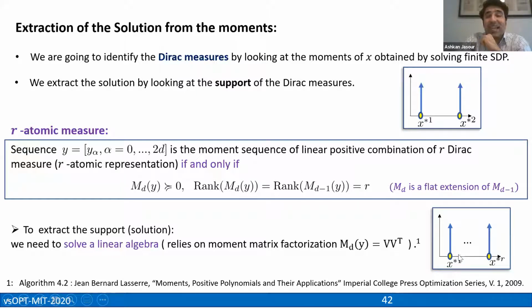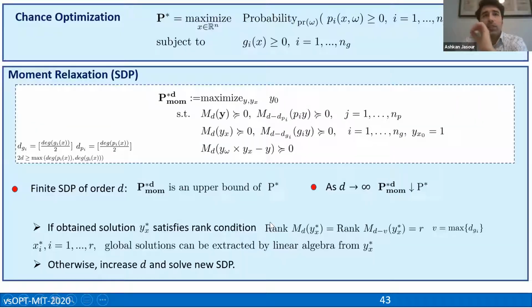So we can extract the global optimal solution for the original chance optimization. And to extract the support of these delta distributions, we need to solve a linear algebra problem that relies on a moment matrix factorization. For more information on this algorithm, you can look at the reference. So this is how I'm going to extract the support, or the solution, of the original chance optimization. This summarizes the chance optimization part.